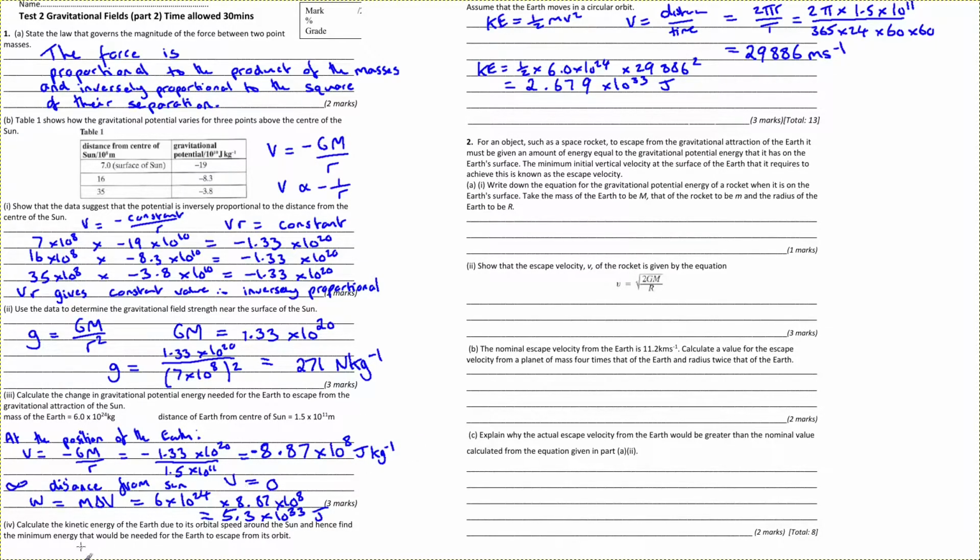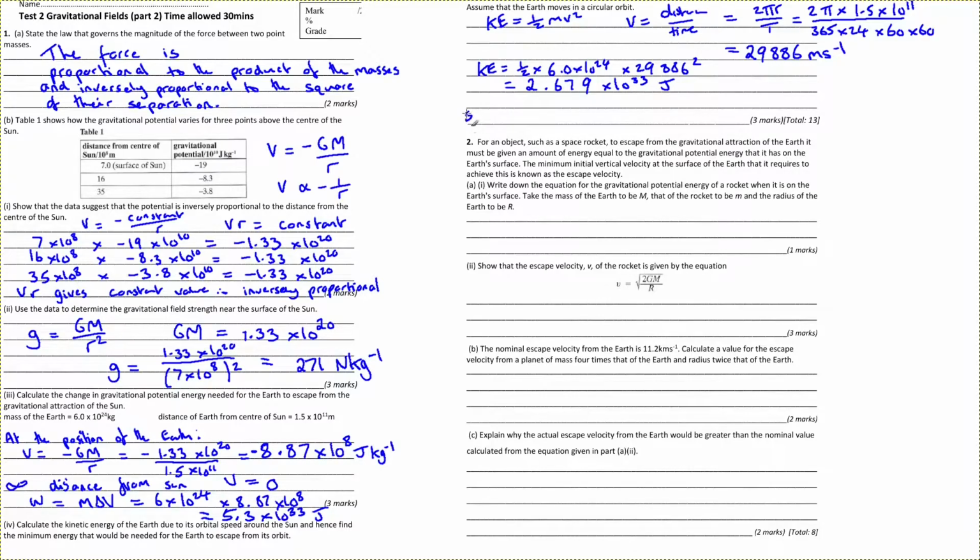Alright, let's go back to our question. Calculate the kinetic energy of the Earth due to its orbital speed. Well, we've done that. Hence, find the minimum energy that would be needed for the Earth to escape from its orbit. So we know that to escape from its orbit, it's gaining 5.3 times 10 to the 33 joules of potential energy. It already had 2.68 times 10 to the 33 joules of energy. So how much additional energy would it need to be given on top of that in order for it to move an infinite distance away from the Sun and to have zero kinetic energy at that point? Well, it's just the difference between those two values.